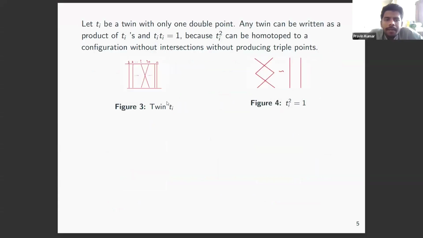Consider the elementary twin shown in figure 3, which has only one double point. We denote this twin as Ti. It is easy to see that any twin diagram can be written as a product of these Ti's, that is, we can keep one Ti on top of another. It is also easy to see that keeping Ti on top of another Ti is homotopic to a configuration without any intersection point.